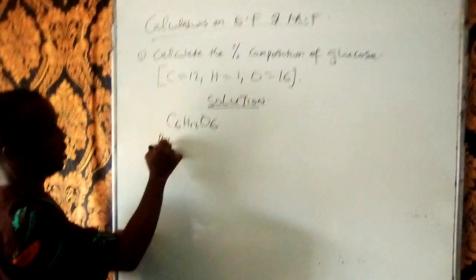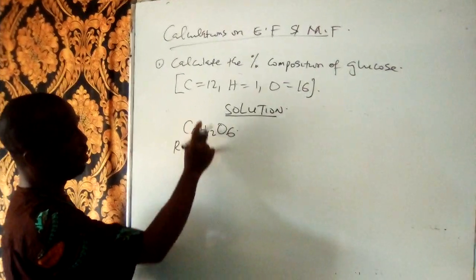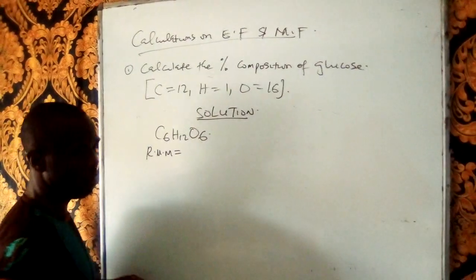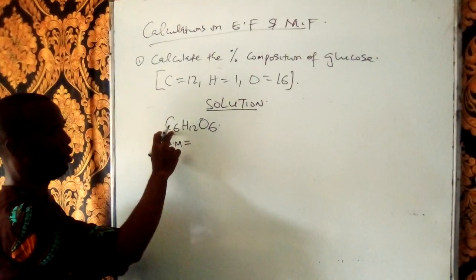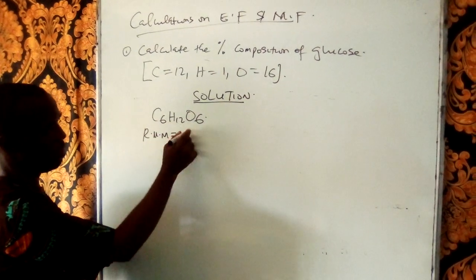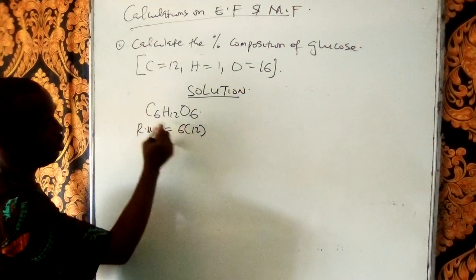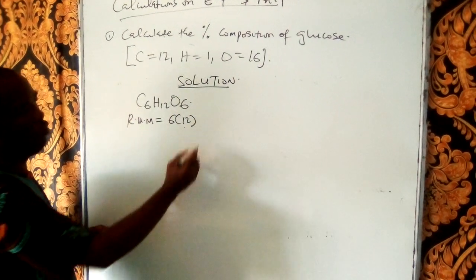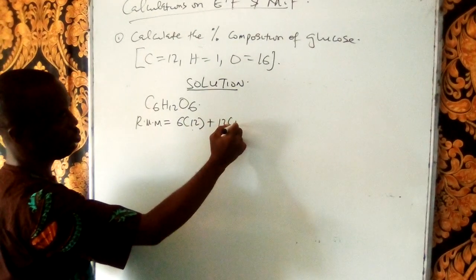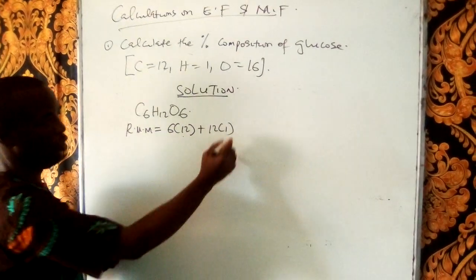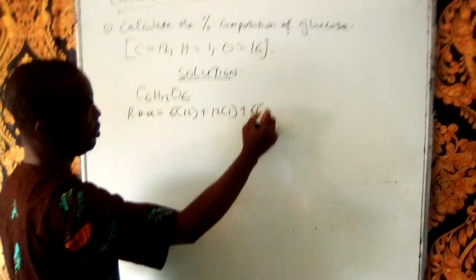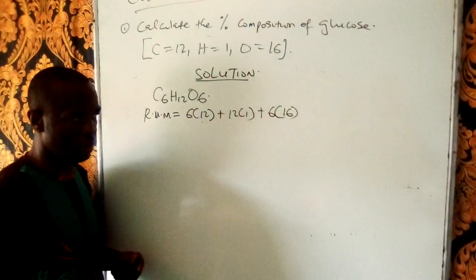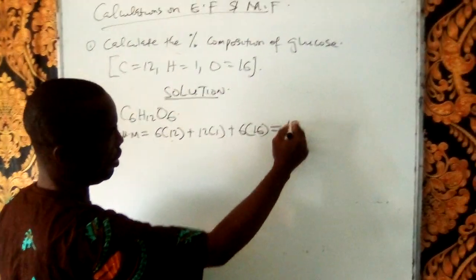When you have done that, you have to find the relative molecular mass of glucose. To calculate the relative molecular mass, you're going to add up the relative atomic masses given to you in brackets. So the atomic mass of carbon is 12, and there are 6 atoms of carbon. So say 6 times 12. Since one atom weighs 12 grams, 6 atoms become 6 times 12. For hydrogen, I have 12 times 1. And then for oxygen, I have 6 times 16. When I calculate this, I'm going to get 180.